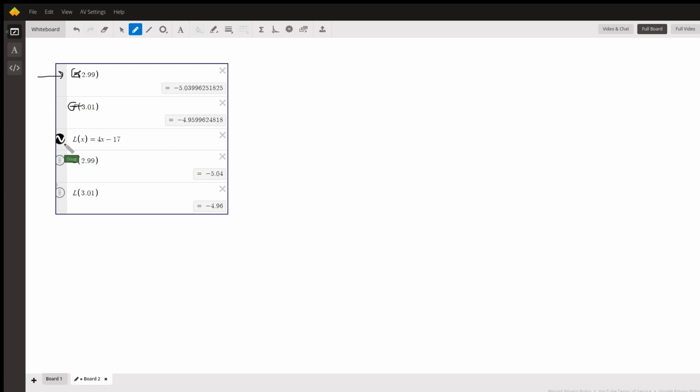But here's L of x, and here's L of 2.99, -5.04. Look how close that is to the true function value, very close. And L of 3.01 is -4.96. If you round G of 3.01 to 2 decimal places, wow, you get the same value, okay?